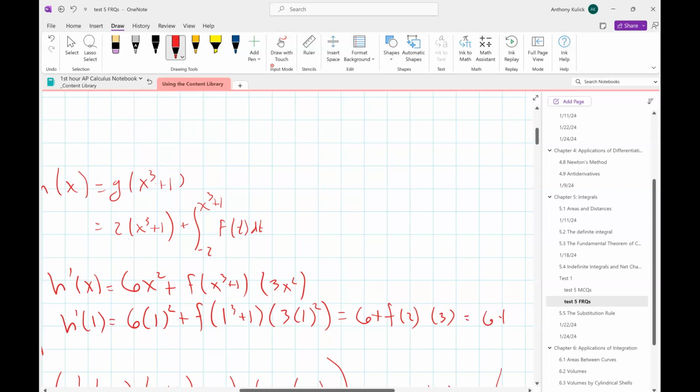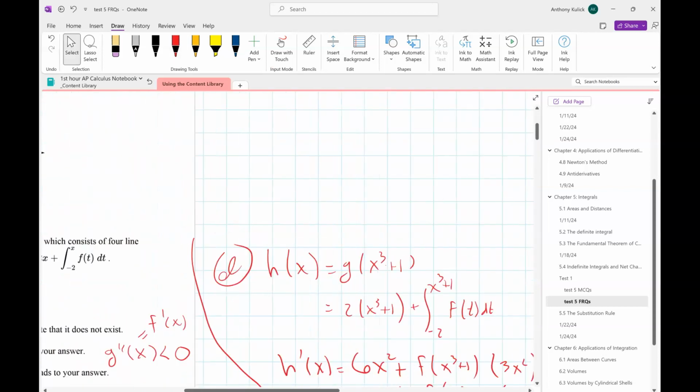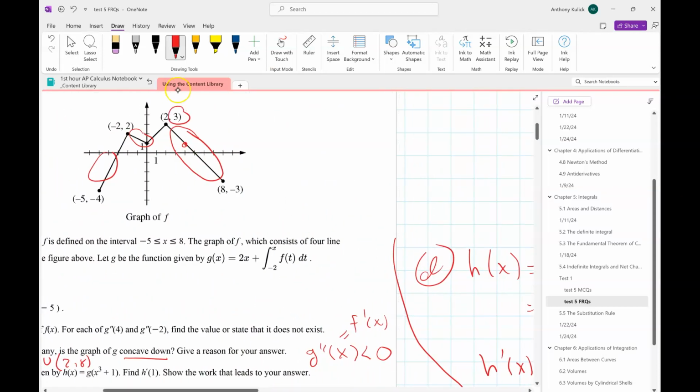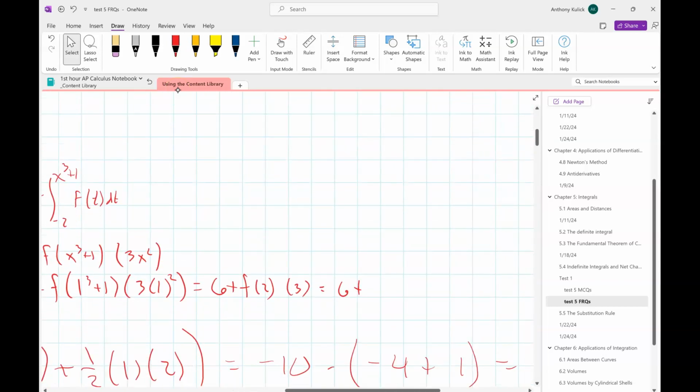And if I go to my graph, then f of 2 was some number, 3. So I get 15 or something there.